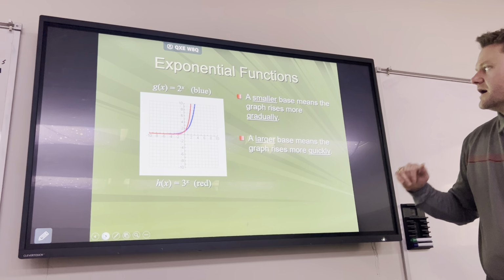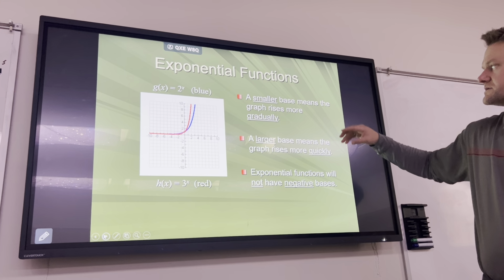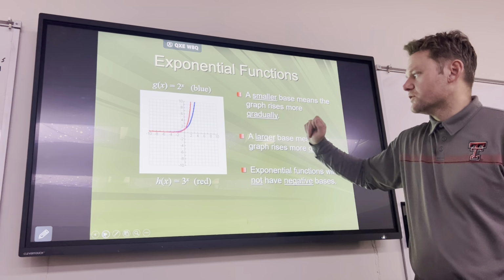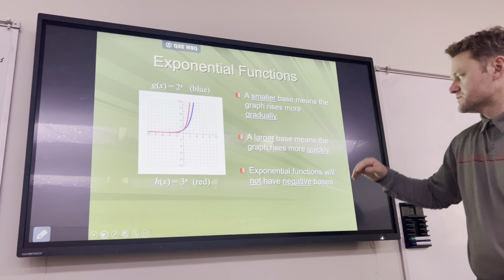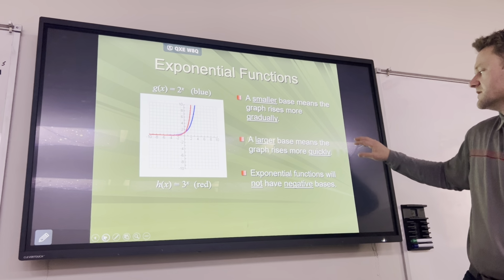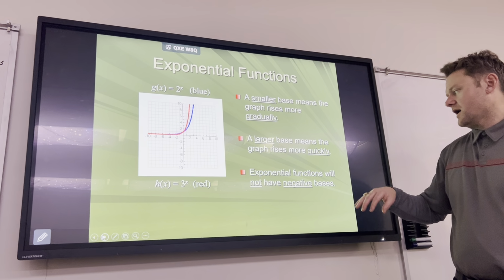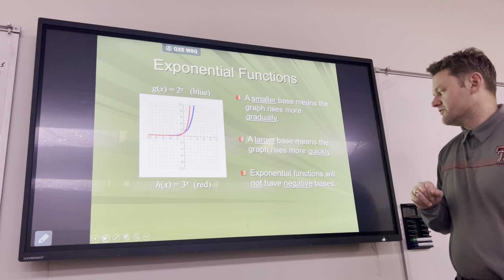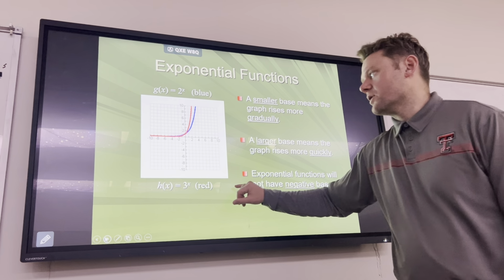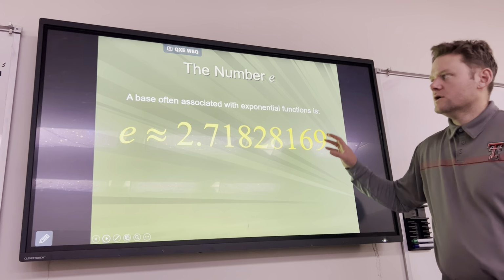So this should be decay. So smaller base, right, means the graph rises more gradually. Larger base means more quickly. That's our starting value. That's our a. Exponential functions will not have negative bases. So we won't ever have a negative starting value.